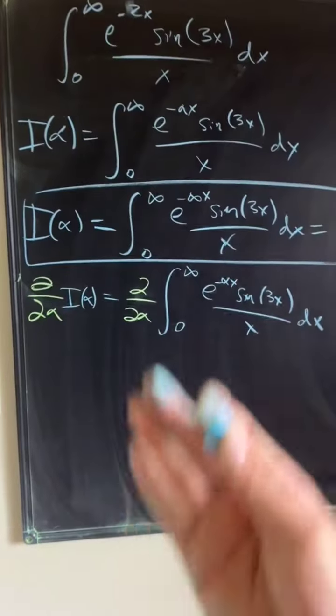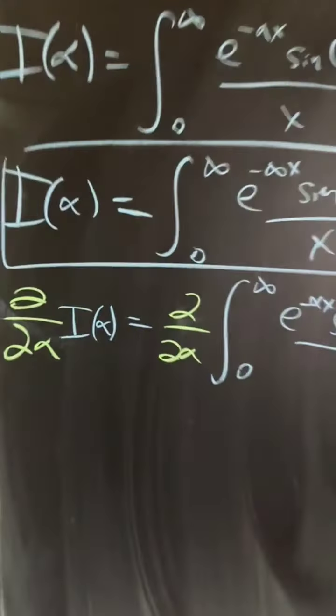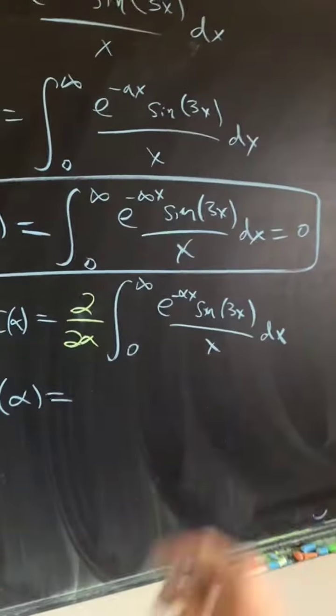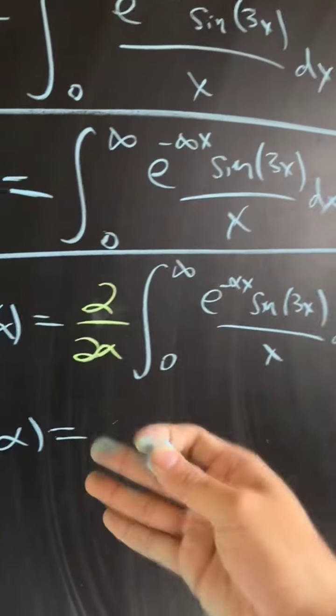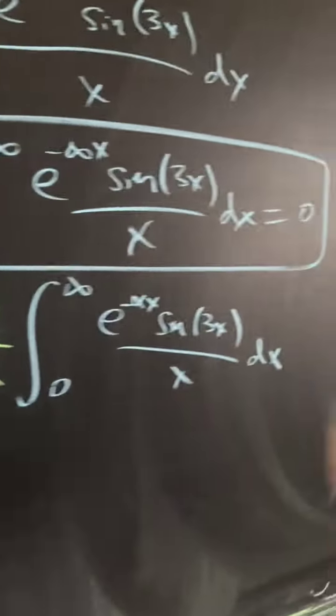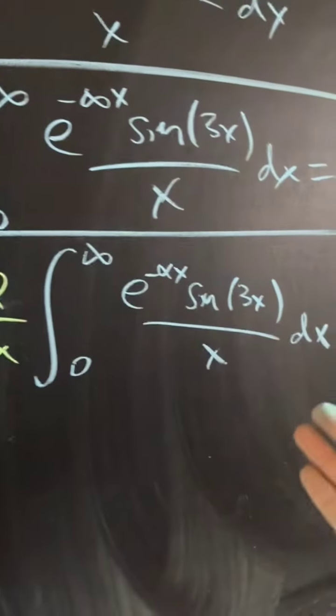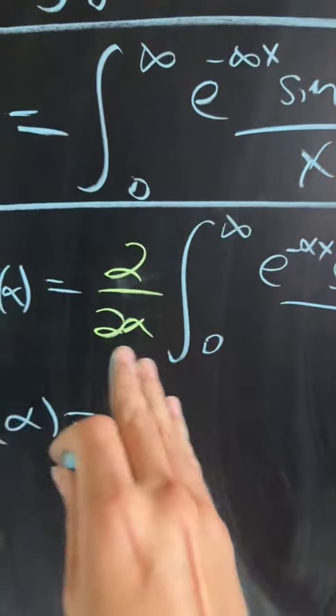Okay, so now we're gonna go ahead and take our partial derivative with respect to alpha. On the left side, we just get I prime of alpha equals, and then over here, all you have to do, since we're taking the partial derivative with respect to alpha, is treat every x variable as a constant because we're not differentiating with respect to x. We're only worried about the alpha.